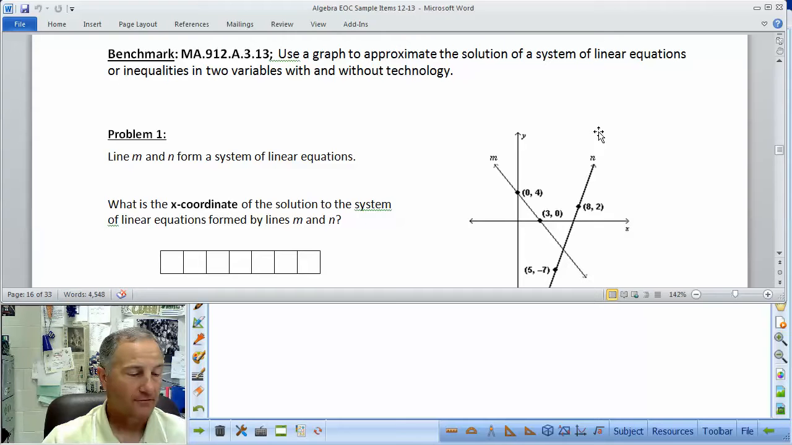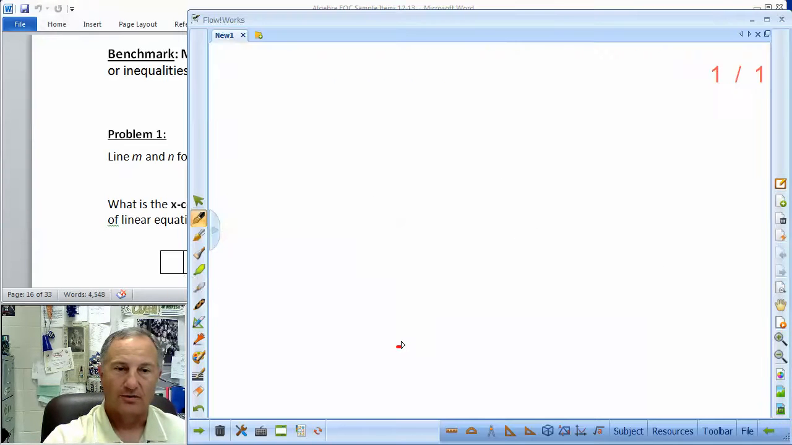Okay, all they give you are some points on two lines, and what we need to find is that intersection. In particular, we want to know what the x-coordinate is. So we've got to find the equation of both lines and then solve them, either with substitution or elimination. We can't see it graphically. So let's take a look at what we got here.